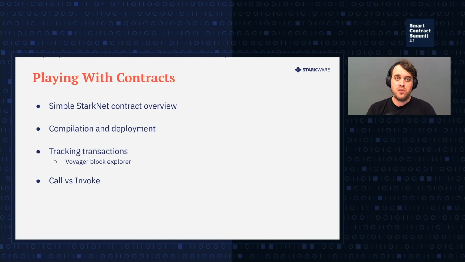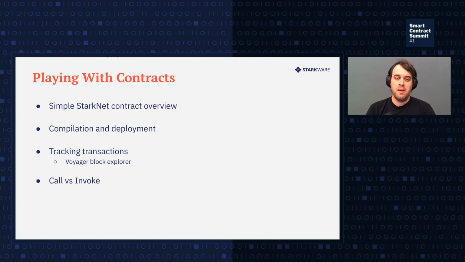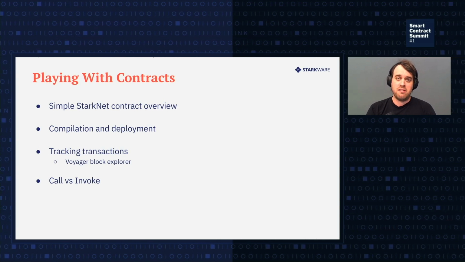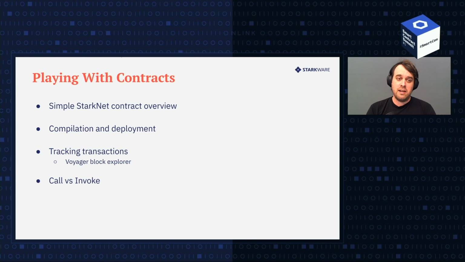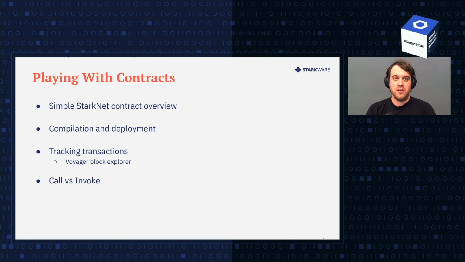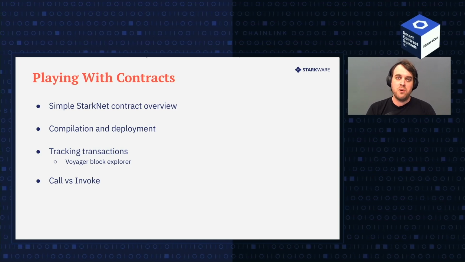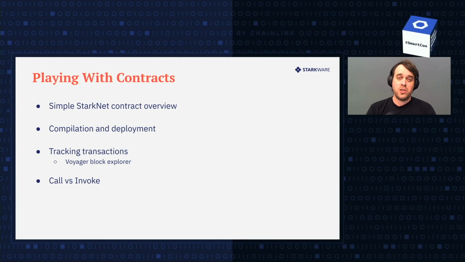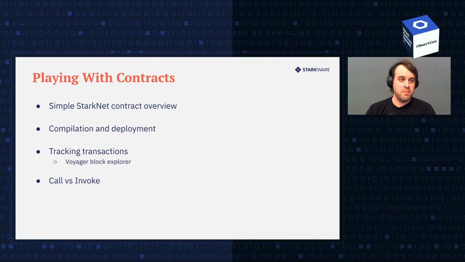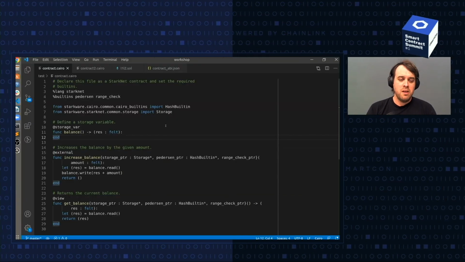We'll show how to compile and deploy this contract to the StarkNet system. We'll show how to track the transactions within that system via the CLI and the Voyager Block Explorer. And we'll also discuss different types of interactions with the contract, namely the call and invoke CLI commands, which allow you to use the functions you define in the contract itself. So with that, I'm going to switch over to my VS Code.